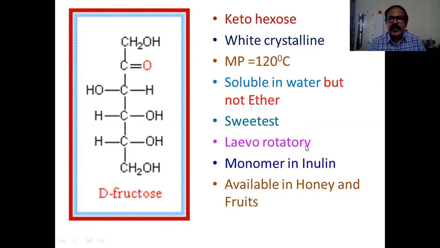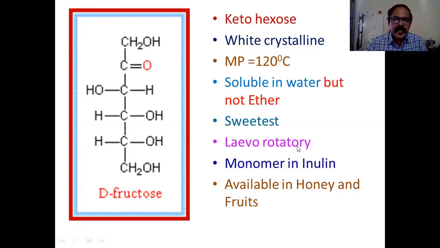The next point is that it is levorotatory. When plane polarized light is passed through a compound, the compound may turn the light toward the left hand side or right hand side. That is called optically active. If it turns toward the right, we call it dextro, denoted with a plus sign. If it turns toward the left, we call it levorotatory, denoted with a minus sign.